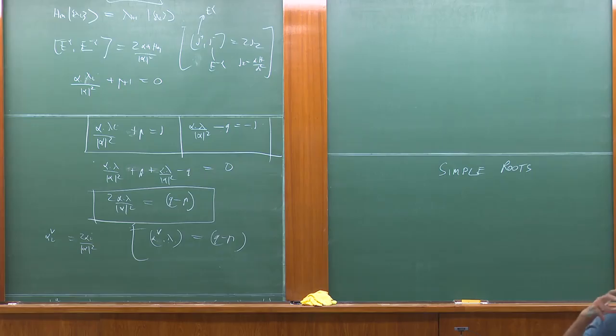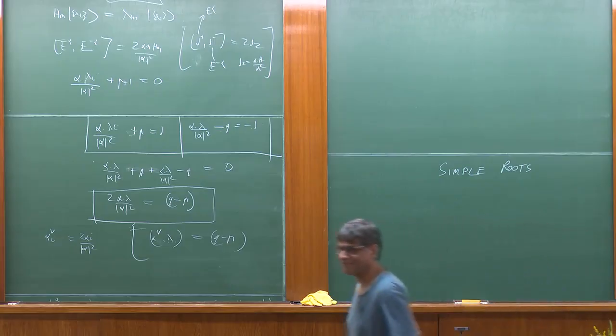But intuitively, we want to find a basis in space. We want to find some special roots such that all other roots can be built as positive linear combinations of these special roots. Okay, this is our goal.